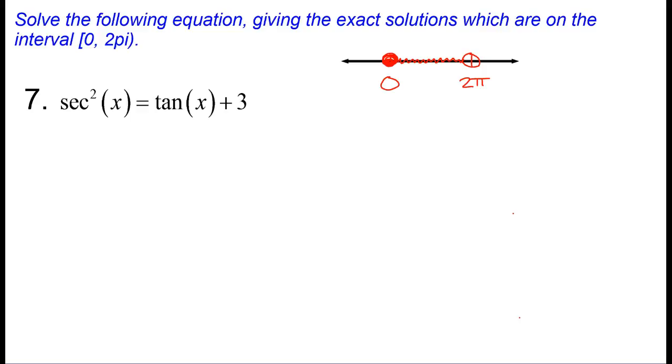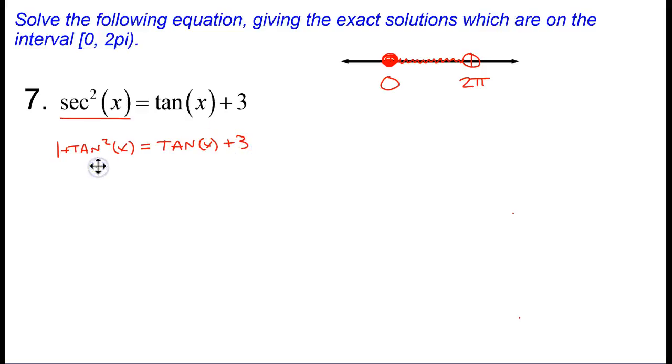So anything on that interval is an acceptable solution. Right away, this example problem might scare some of you, because we have secant flying around, a tangent in there, and that seemingly random number 3. But this one isn't too bad if you think back to our Pythagorean trig identities. Secant squared of x really is equal to 1 plus tan squared of x. And that is going to equal tan of x plus 3.